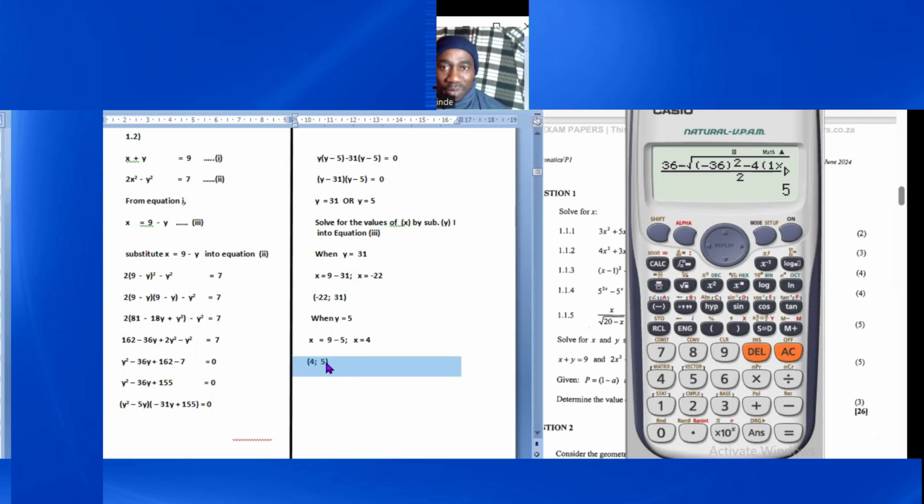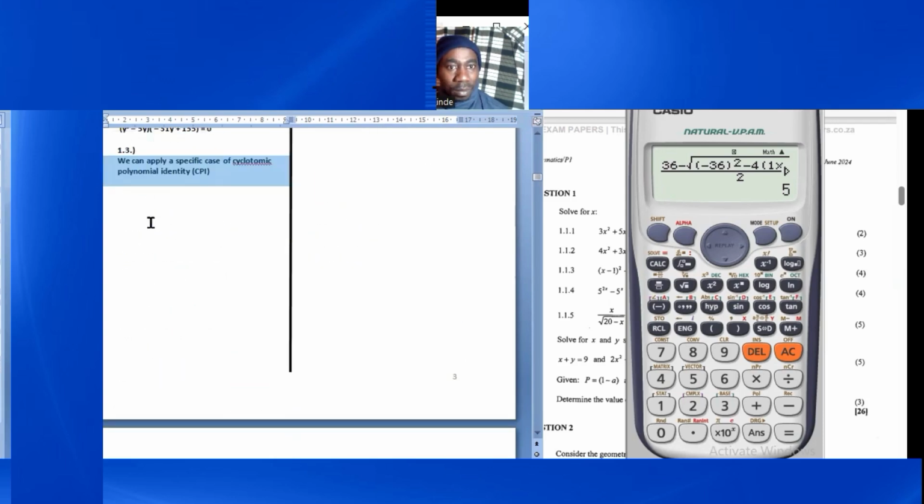Remember, when counting from A to Z, the value X comes first before Y. So that is why you always write the X coordinate first, followed by the Y coordinate.